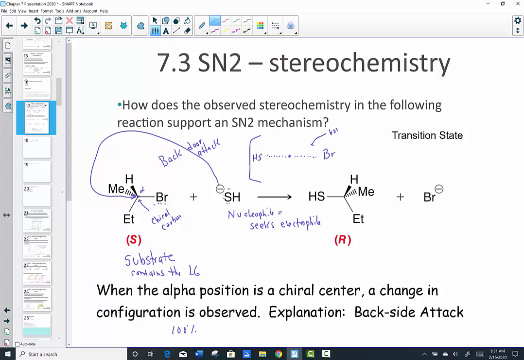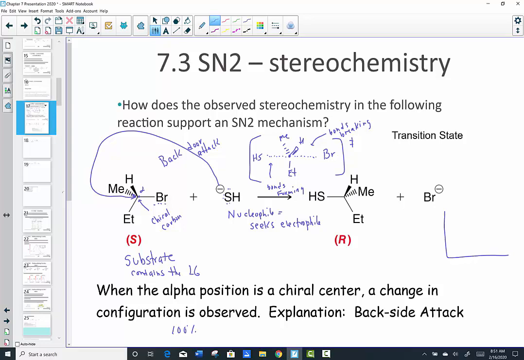These are the bonds that are breaking as the leaving group is leaving. These are the bonds that are forming as the nucleophile adds on. And of course that carbon would also still have its hydrogen, its methyl group, and its ethyl group still attached. And the transition state is placed inside of a bracket, and you see kind of this double dagger up there to show it's the transition state.